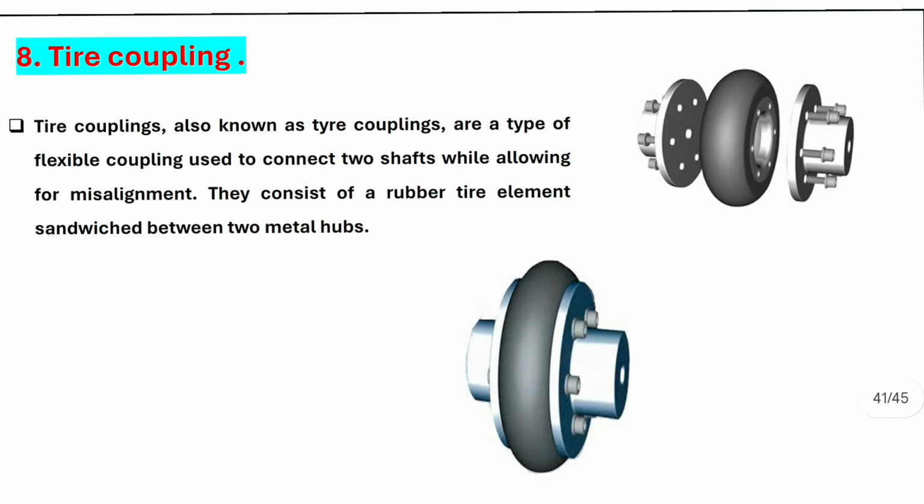Next is tire coupling. Tire couplings, also known as tyre couplings, are a type of flexible coupling used to connect two shafts while allowing for misalignment. They consist of a rubber tire element sandwiched between two metal hubs.